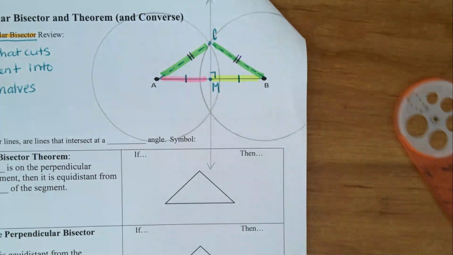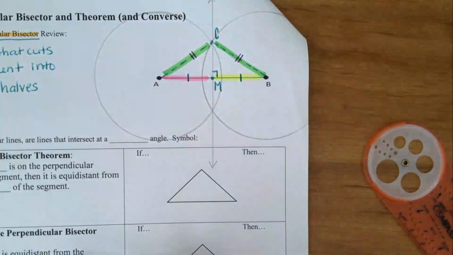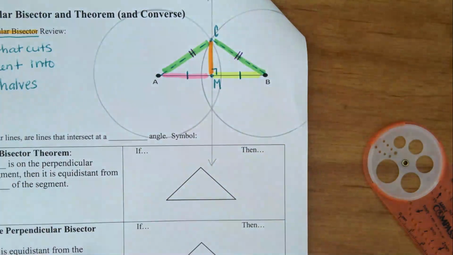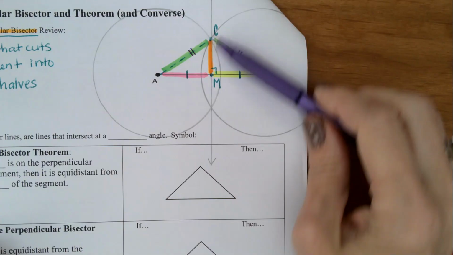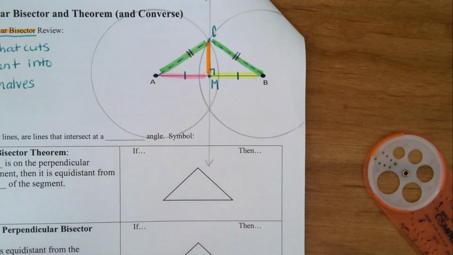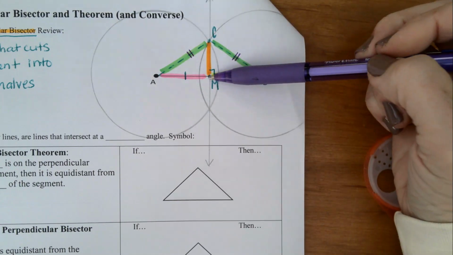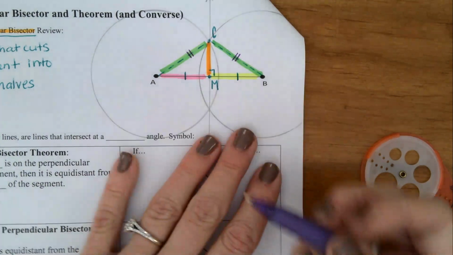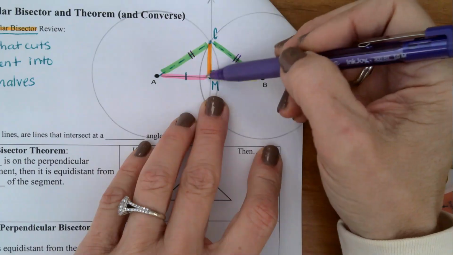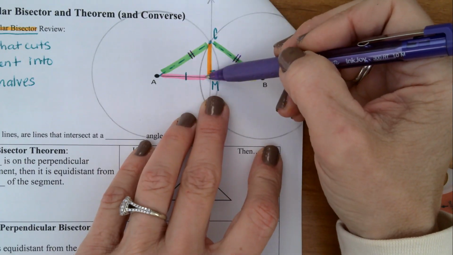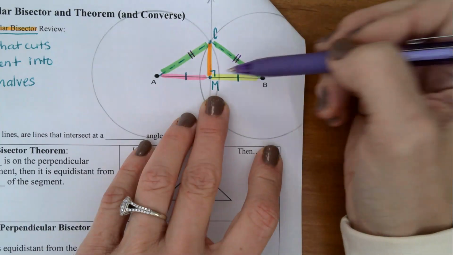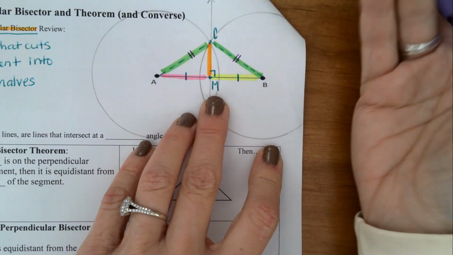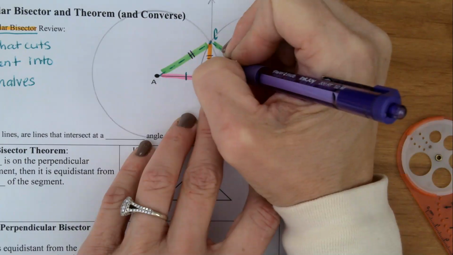Okay, now, if I were to measure this line right here, if I were to go from the top to the bottom, so from C to M, would that be congruent to going from M to C? If I start here at C and I go to M, is that congruent to when I go M to C? Would it be the same? Yeah, of course it'd be the same. I'm going to put 3 little marks there.